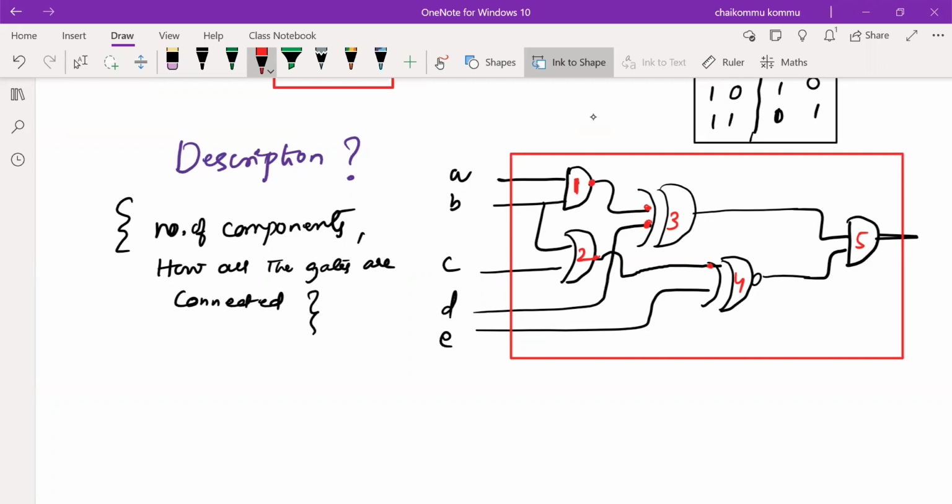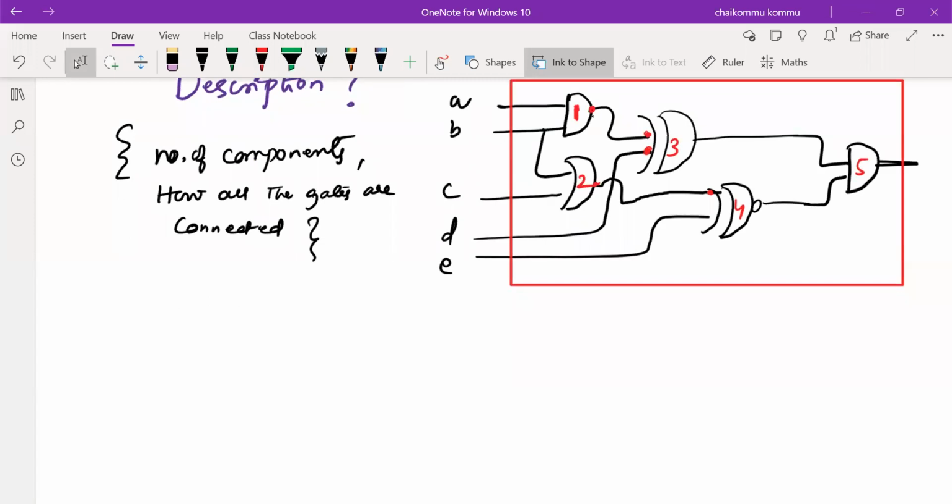Is it clear to all of you? What do you mean by a description? Description stands for how many gates are there and how each and every gate is being connected. Okay, fine, so that is called a description. Since we are describing the digital circuit, which we call hardware, it is called hardware description.